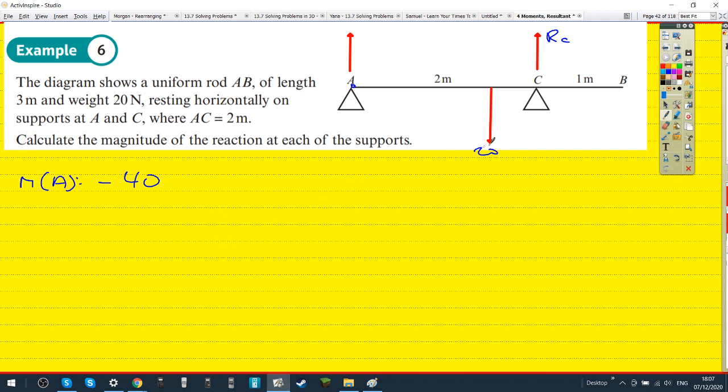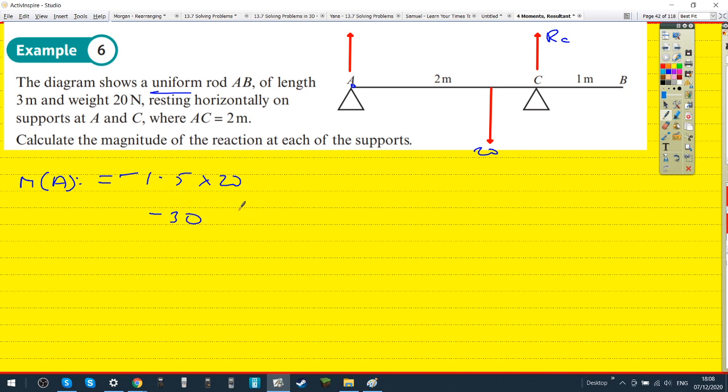Oh no, that's not 2 meters. A to C is 2 meters. Any idea what A to that 20 force is? If the rod is uniform, does that mean it's in between 2 and 1? It means it is 1.5 because it's half of the total. Total is 3. So it's minus 1.5 times 20, which will be minus 30.